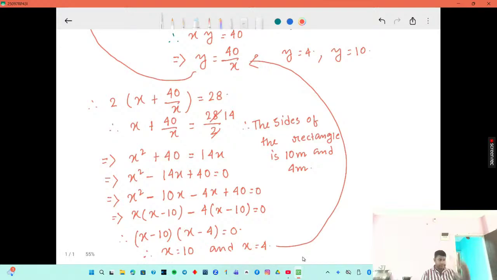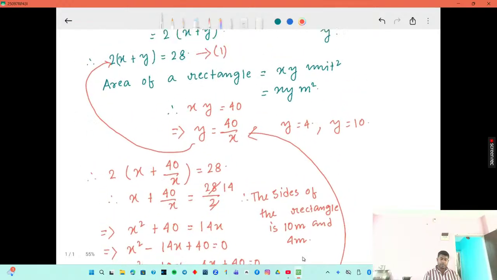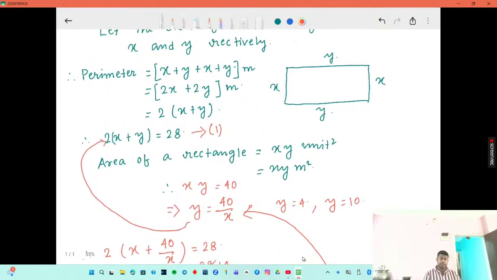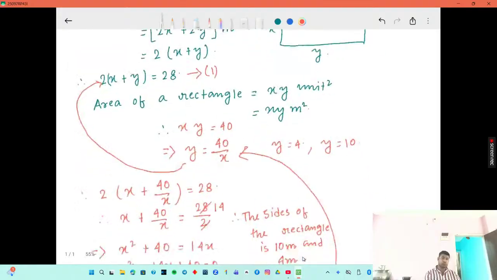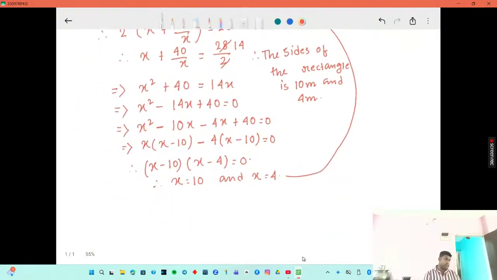Okay, similarly you will have to solve this question. So is this question clear to you? If you have any doubt, then you can ask me in the chat box.